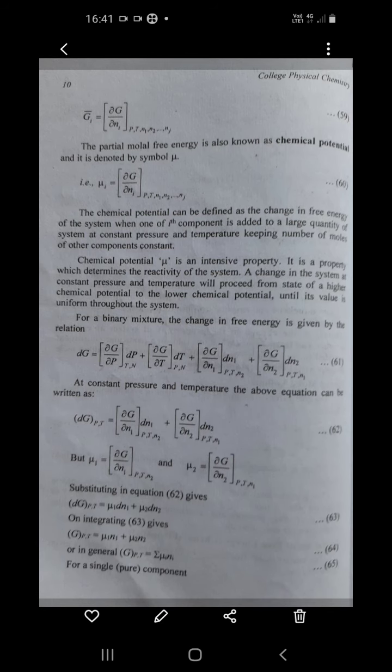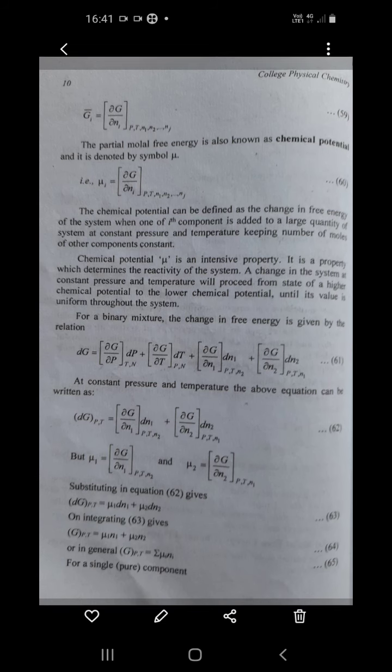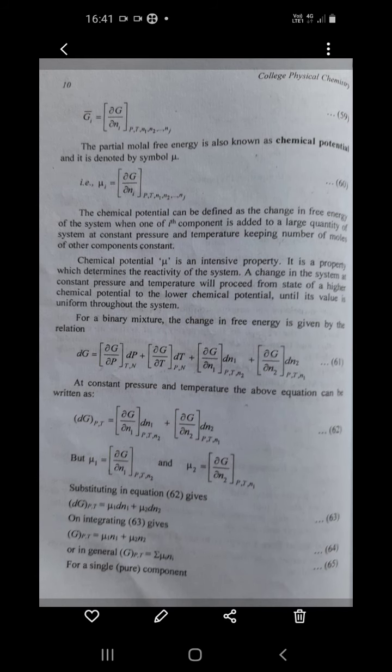So for a binary mixture, the change in free energy is given by the relation dG is equal to (∂G/∂P) dP at constant temperature and number of moles, plus (∂G/∂T) dT at constant pressure and number of moles, plus (∂G/∂N1) dN1 at constant pressure, temperature and N2, plus (∂G/∂N2) dN2 at constant pressure, temperature and N1, and so on.